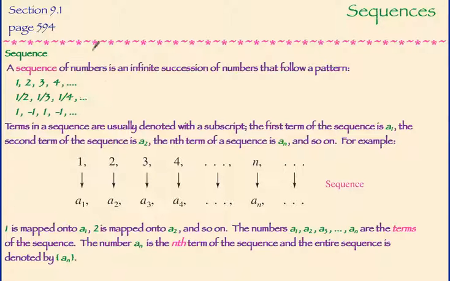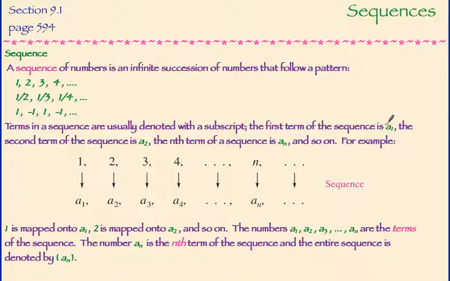Basically, a sequence of numbers is an infinite succession of numbers that follow a pattern, such as 1, 2, 3, 4, etc., such as 1/2, 1/3, 1/4, etc., or possibly even an alternating pattern. Infinite succession of numbers that follow a pattern. It could be just alternating numbers. Terms in a sequence are usually denoted with a subscript.